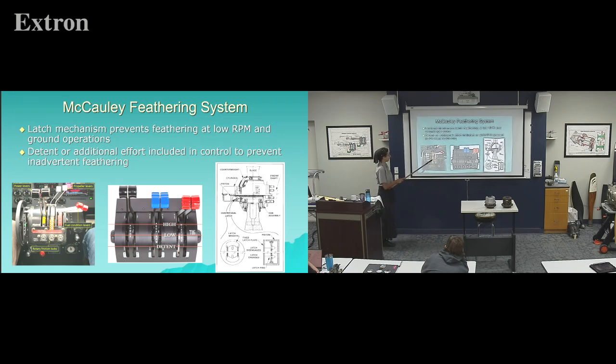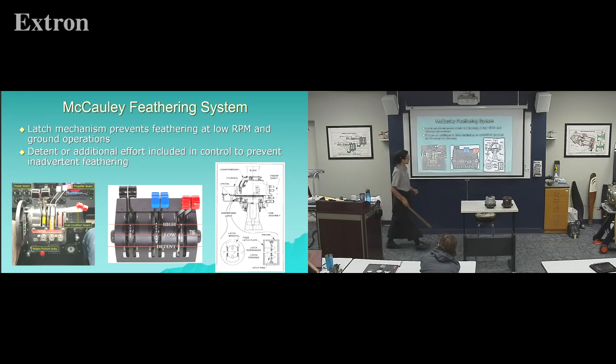Also, there often will be a detent, especially on recips, or additional effort. You somehow have to bring your prop levers around something included in the control to prevent inadvertent feathering. We're going to talk about PT6 later. That's a whole different animal, but this is for recips.